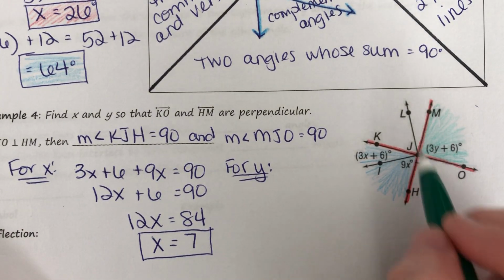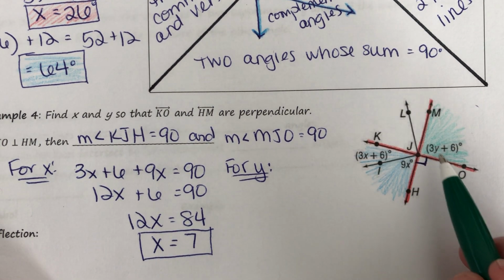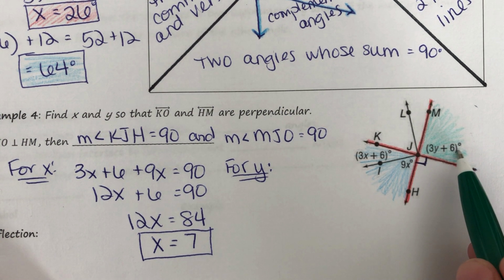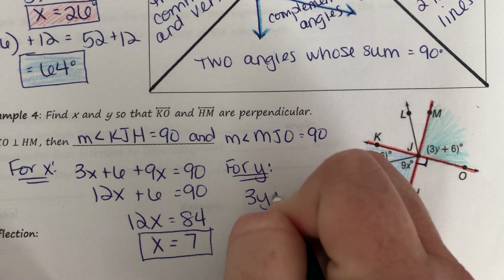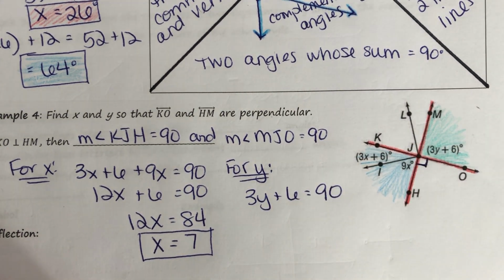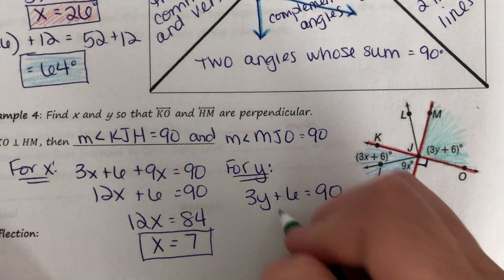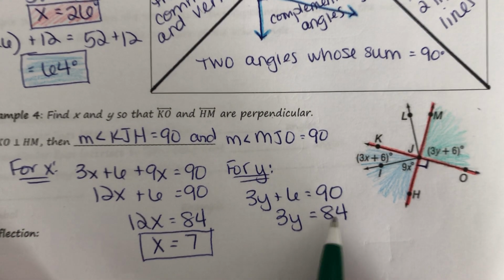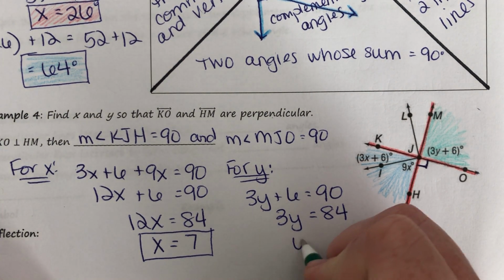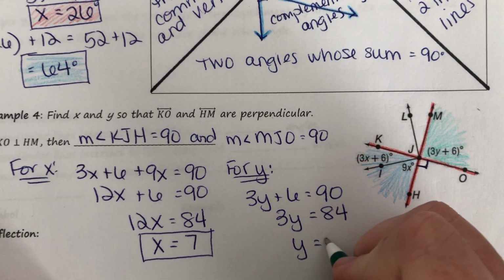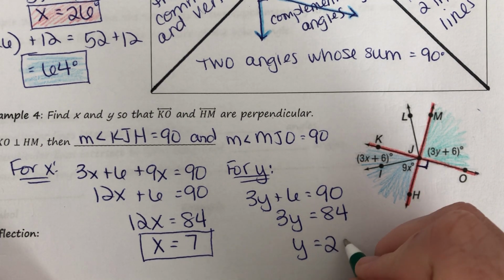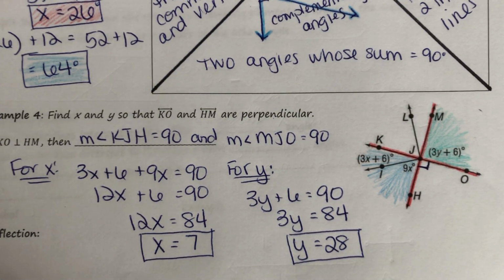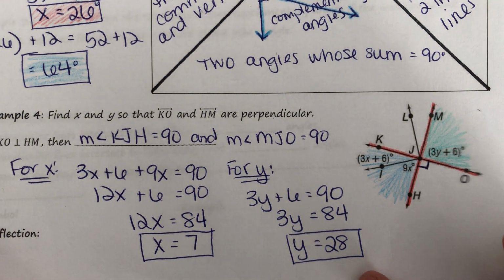For y, my only y here is over here in this green angle. So I'm just going to set this entire green angle, which is a 90-degree angle, so I'm going to set 3y plus 6 equal to 90. To get y alone, I got to subtract 6 from both sides of my equal sign. So I get 84. And then I need to divide both sides of my equal sign by 3. And I'll get y equals 28. So I got x and y, x is 7, y is 28, and that's all it asked me to do.